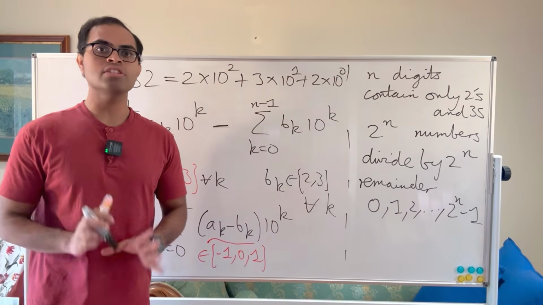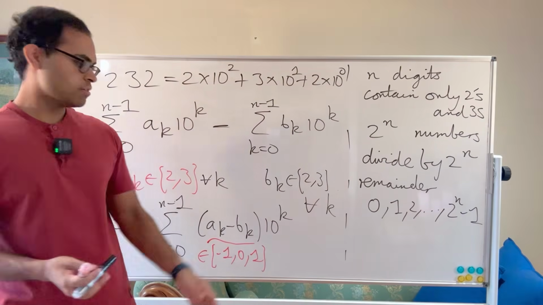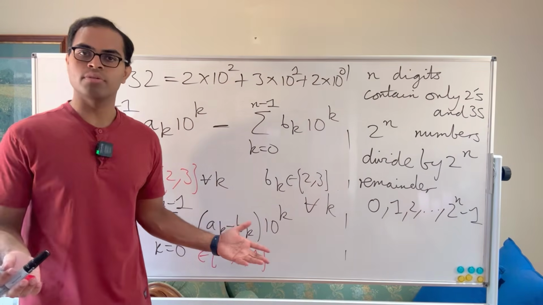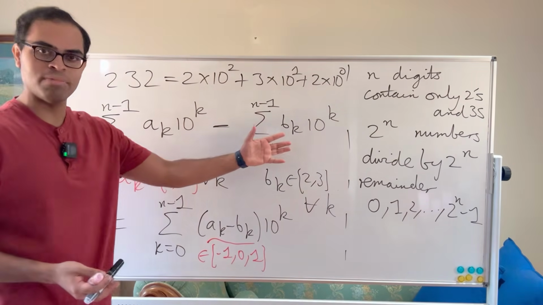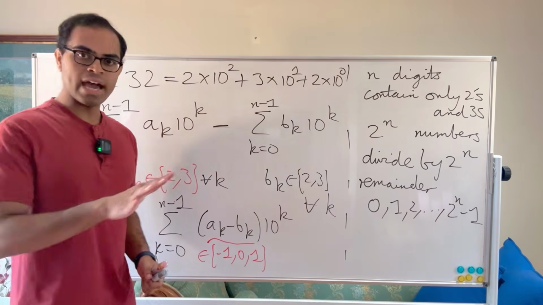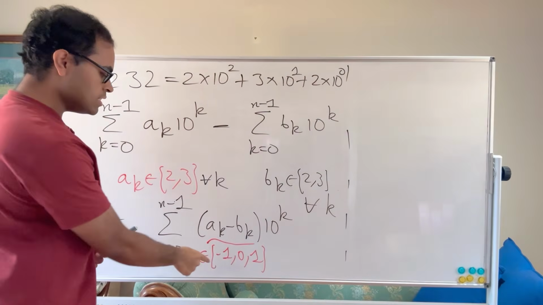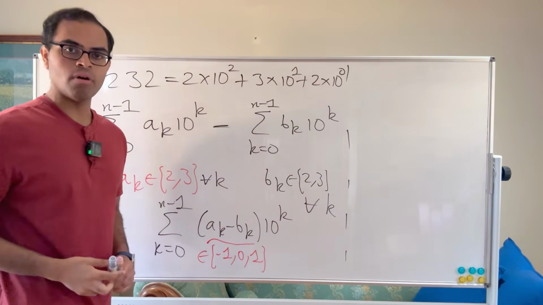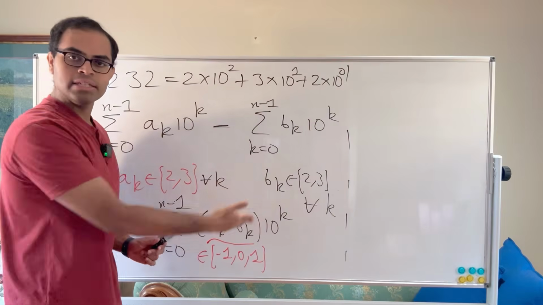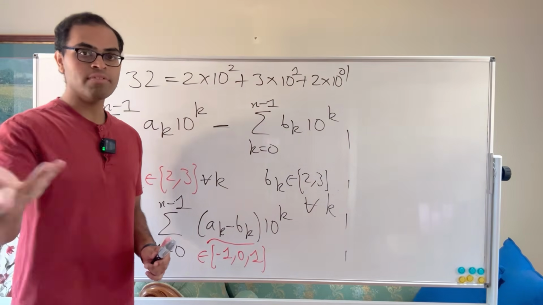We want to show this is not divisible by 2 power n, knowing that they are different numbers. So at least one of these coefficients is non-zero. Because of course, if all of them are 0, they're the same number, and the difference is 0, which is divisible by 2 power n. So aside from that, this is indivisible by 2 power n. Let's do that. Because all these coefficients are -1, 0, or 1, we're just adding and subtracting powers of 10 up to 10 power n minus 1. Some powers of 10 may have a coefficient of 0.